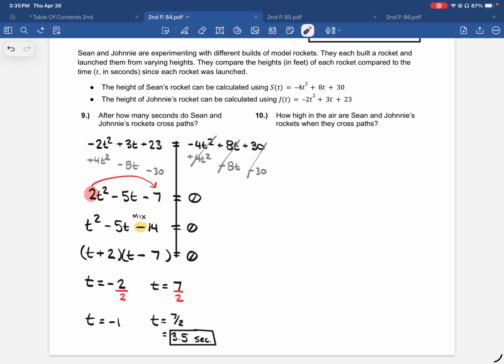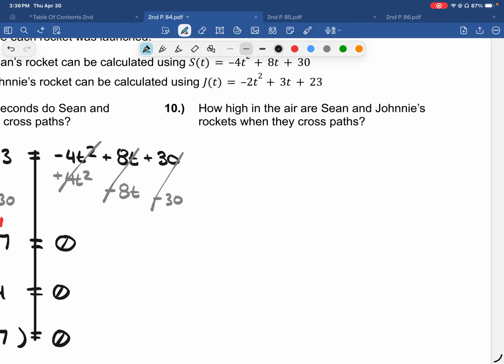So all I need to do is take this number, 3.5, and plug it into either Sean or Johnny. It doesn't matter which one. Both of them are going to give me the same answer because this is the value that makes these things equal each other. So just pick one and go with it.